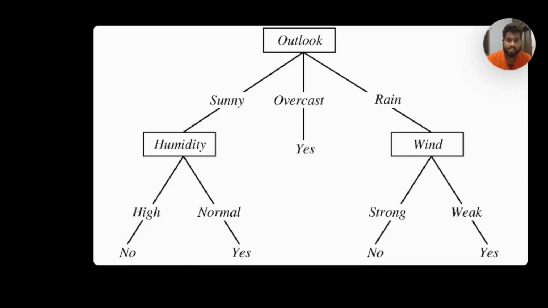And if the outlook is overcast, he does go. If the outlook is rain, then we check whether there is wind, since it's raining. So wind is a factor in this tree, and there are two conditions: strong winds and weak winds. If it's raining and the wind is strong, it's a no. But if it's raining and there is a weak wind, then it's a yes.